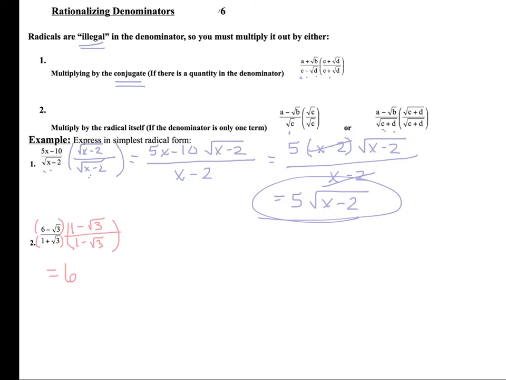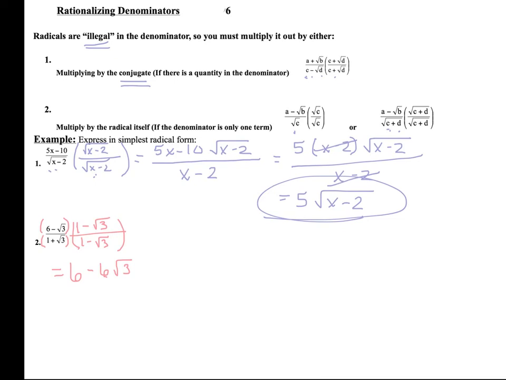6 times negative radical 3. When you multiply a whole number in radical, you can't, so it's just going to be 6 radical 3. Negative radical 3 times 1 is going to give me negative radical 3. And then negative radical 3 times negative radical 3 is going to give me a positive. Square root of 3 times square root of 3 would be square root of 9, which is just going to simplify to 3.